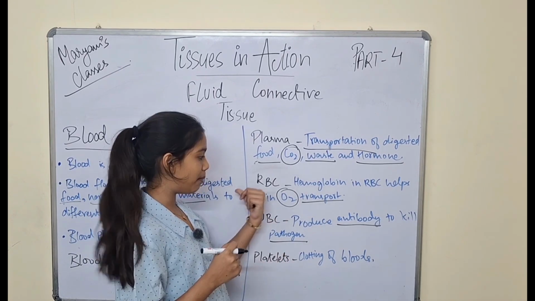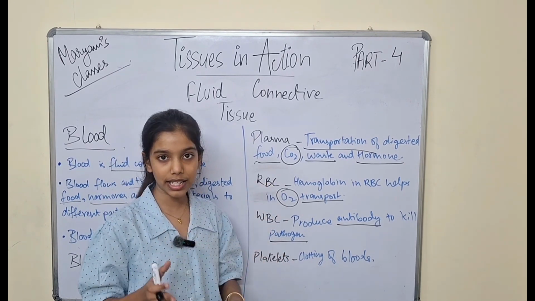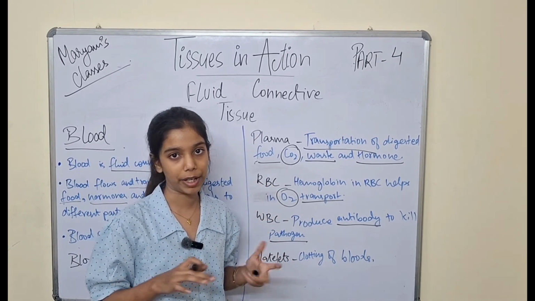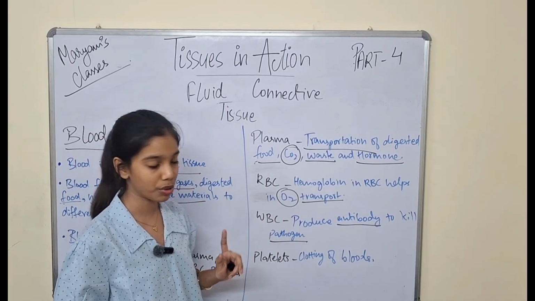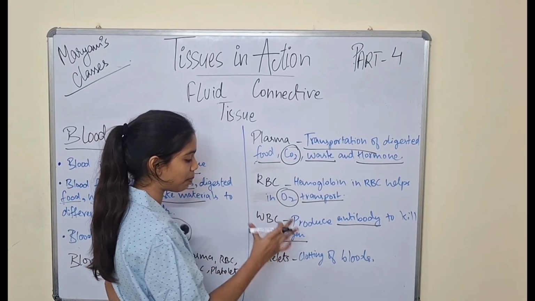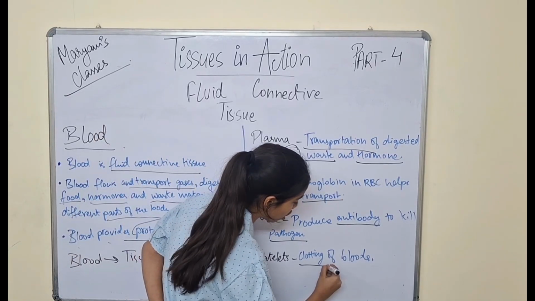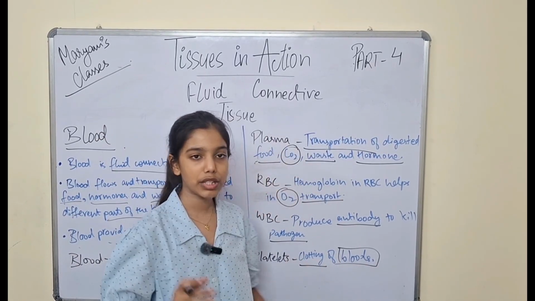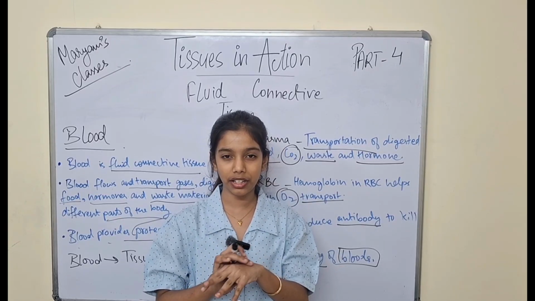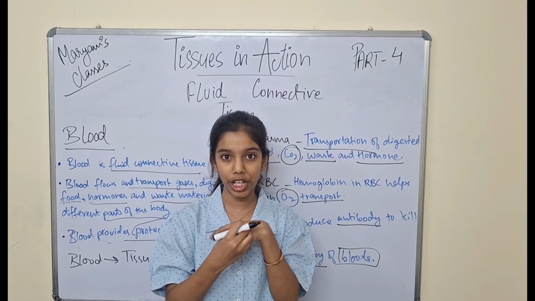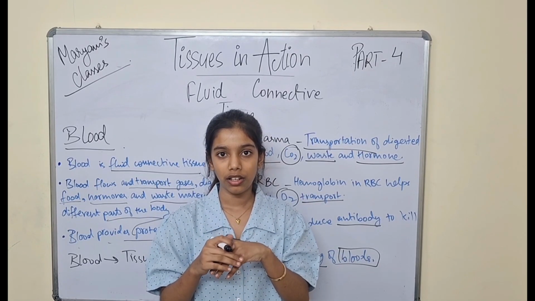And RBC, red blood cells, contain the red pigment hemoglobin, and transport oxygen to our body. Whereas platelets are the clotting factor of blood. Clotting means whenever you are injured, you have seen that brownish coating on your skin.